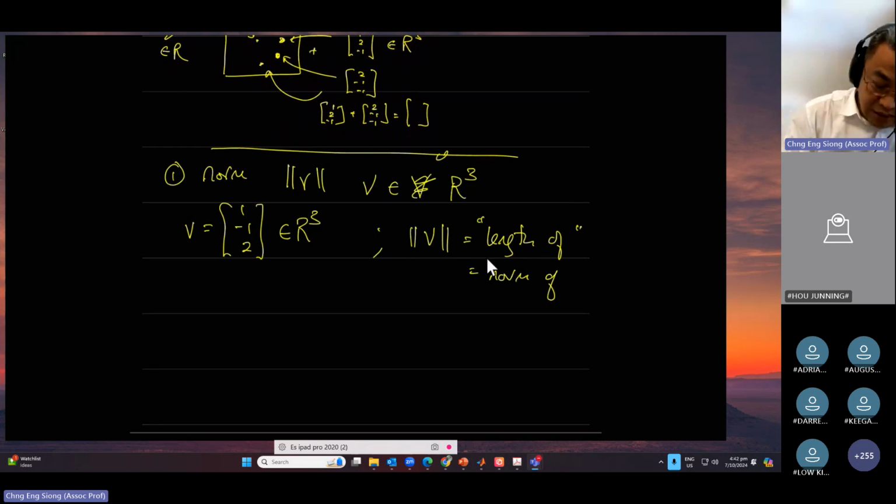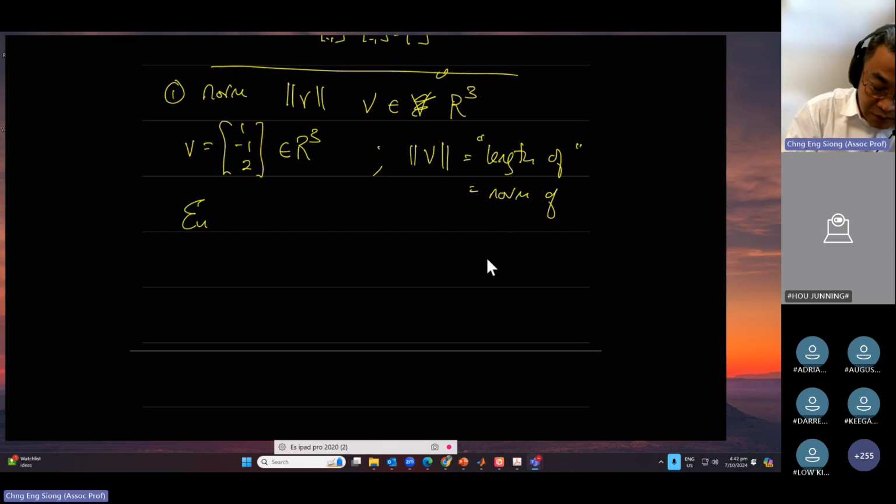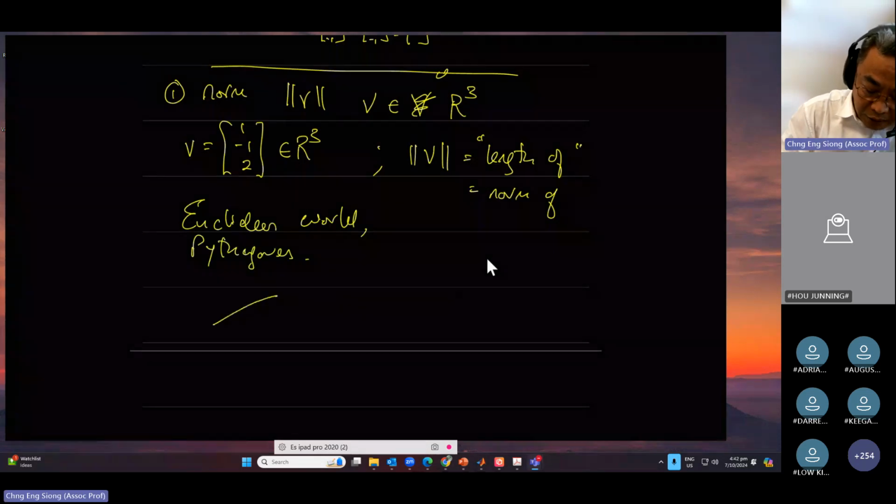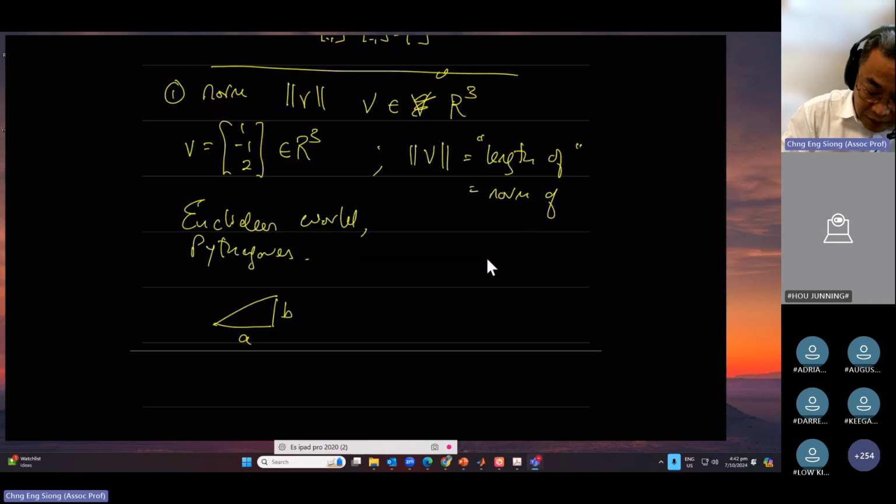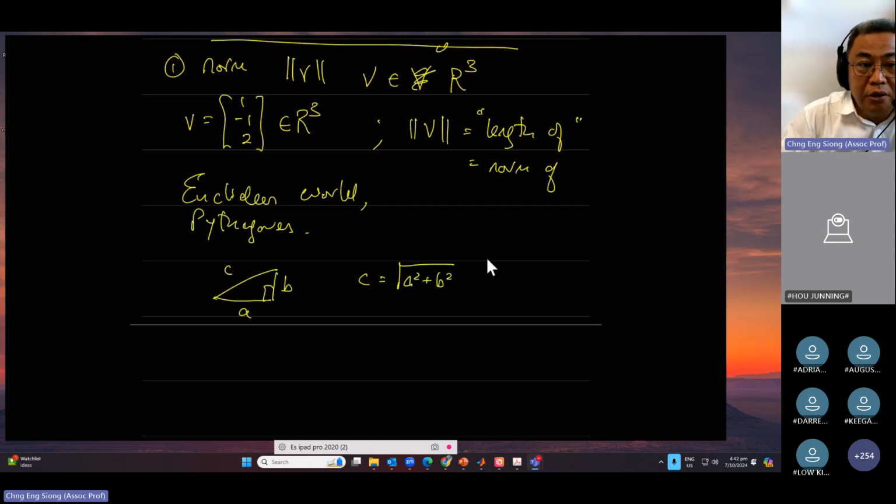Of course, if we are in the Euclidean world, which we are, then we'll use the Pythagoras theorem. In Pythagoras theorem, if you have A and B, and this is a right angle, and this is C, then C is equal to the square root of A squared plus B squared. We continue to use this idea of the Pythagoras theorem for length. Length is the length of this hypotenuse. So we also put these 3 points in some space, and then we want to measure the length from the origin to this point in the vector space.